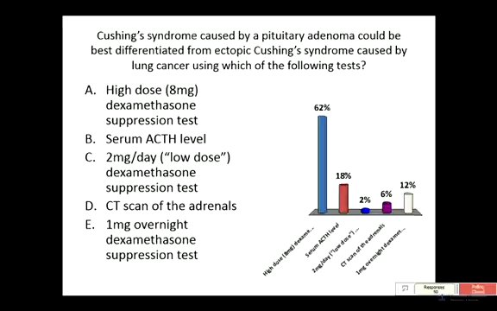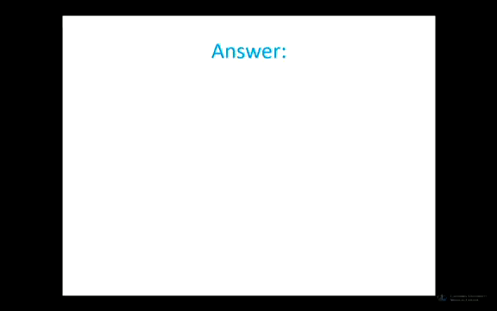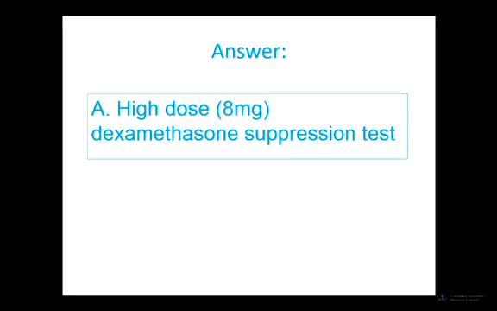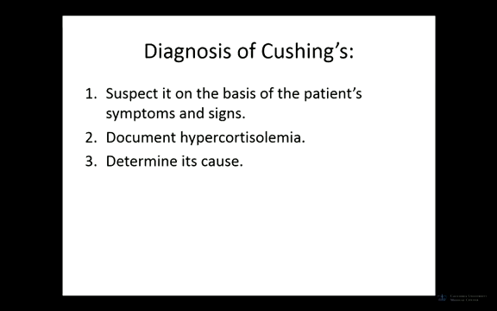And it seems like most people picked A as the right answer. And the right answer is A. It's the 8 milligram dexamethasone suppression test. So let's go over Cushing's in more detail. In order to diagnose Cushing's, you have to: 1, suspect it on the basis of the patient's symptoms and signs; 2, document hypercortisolemia; and 3, determine its cause. I'm going to go into detail about each of these.